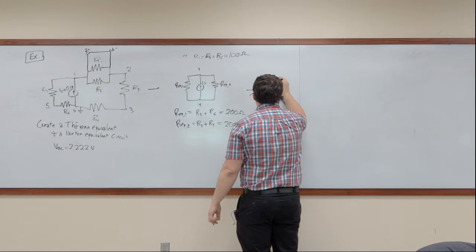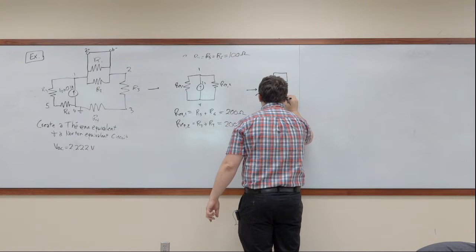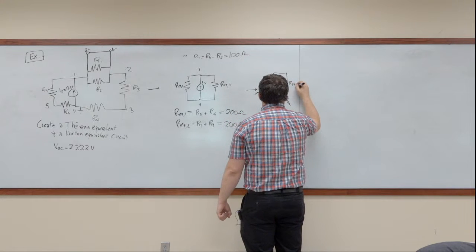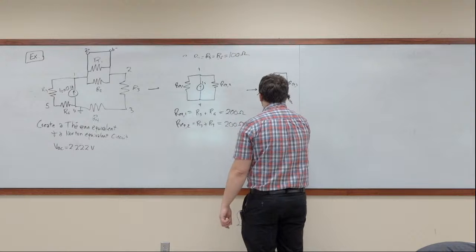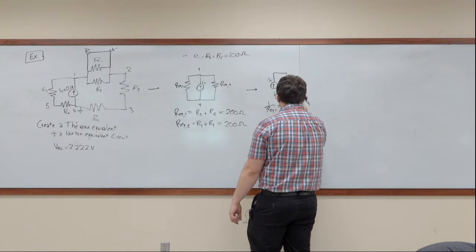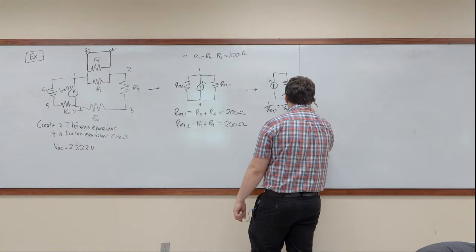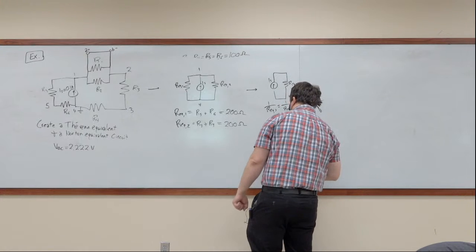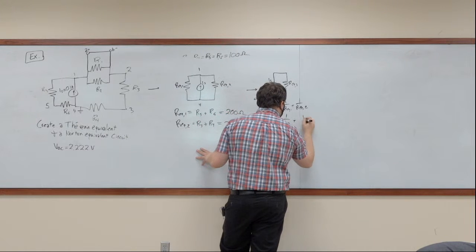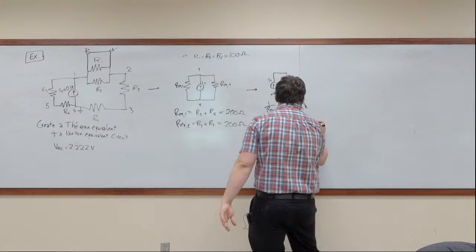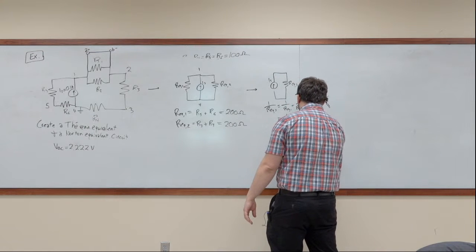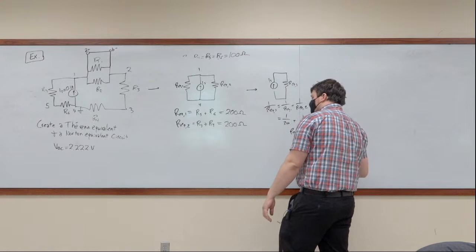The next step here is we combine these in parallel. When combined in parallel, you have one resistance, okay? You've got an IS and you've got REQ3. Because these are in parallel, 1 over REQ3 is equal to 1 over REQ1 plus 1 over REQ2. So this is equal to 1 over 200 plus 1 over 200. The end result is 1 over 100. So REQ3 is equal to 100 ohms.